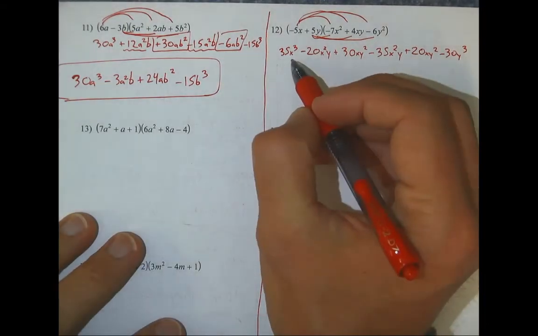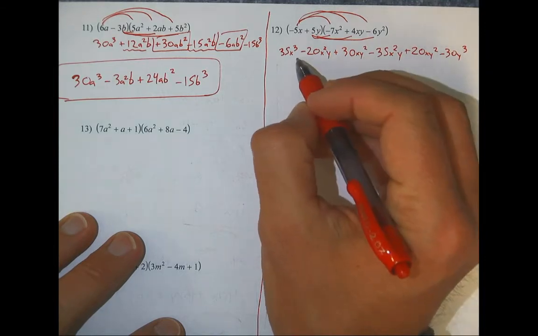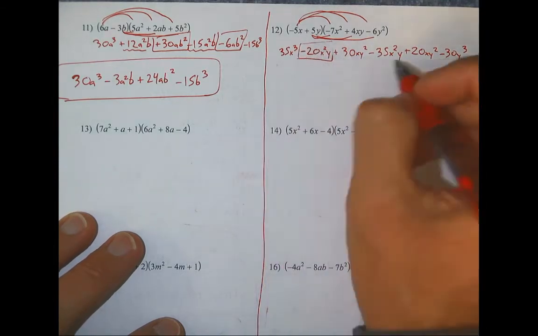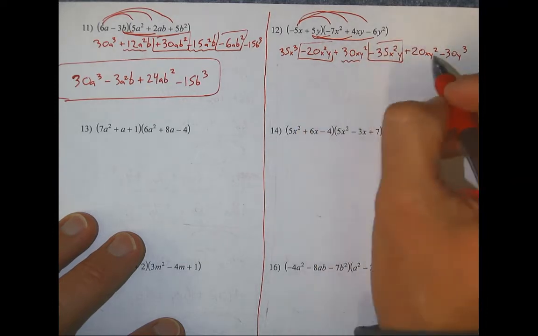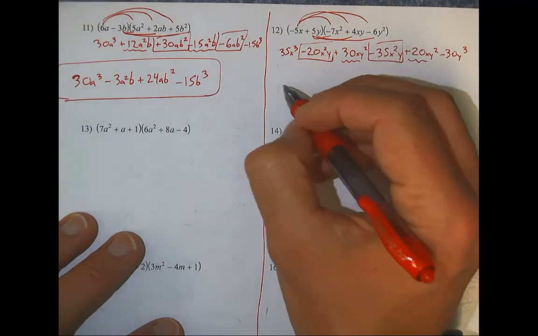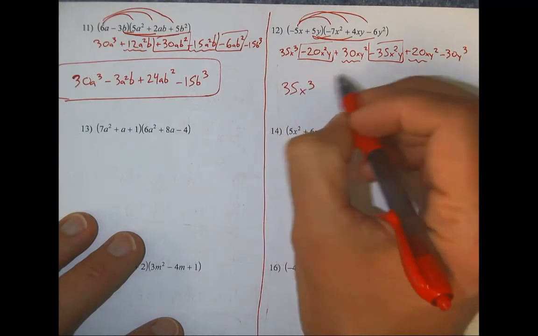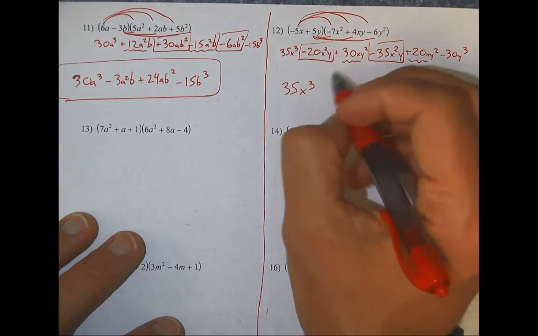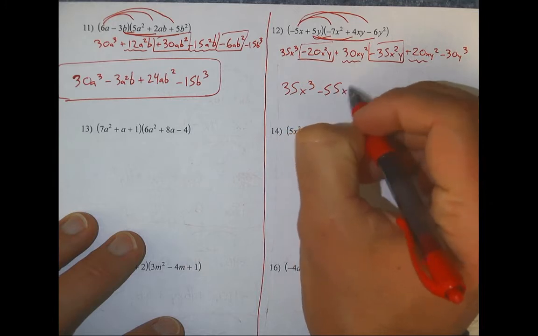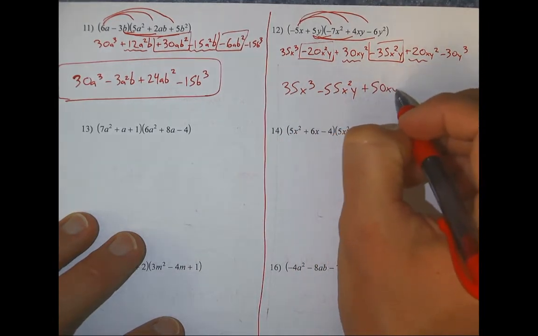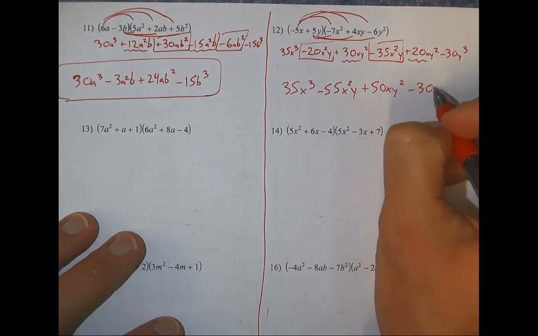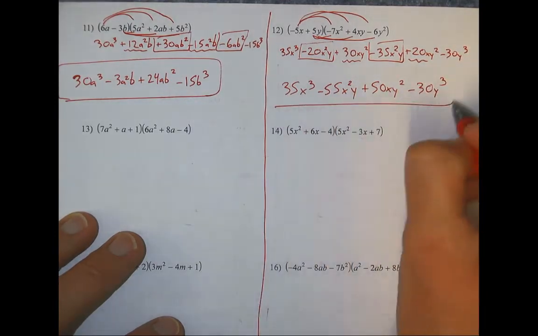All right, so combining what I can combine, I'm going to have an x squared y right here, and an x squared y right here, and an xy squared and an xy squared, and the thirds will stay separate. So 35x to the third. These go together and make negative 55. These go together and make 50. And the 30y to the third tags on the end.